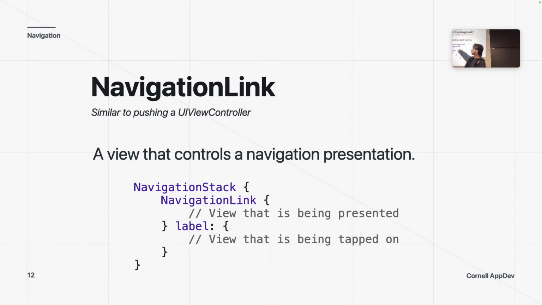Inside of here, you would put the view that will be pushed. Whereas in this label trailing closure, what you have is a view that is being tapped on. This could be an image, it could be a button, it could be a text. So that is the thing that's being tapped on. This is the thing that is being pushed. Again, these must contain views.